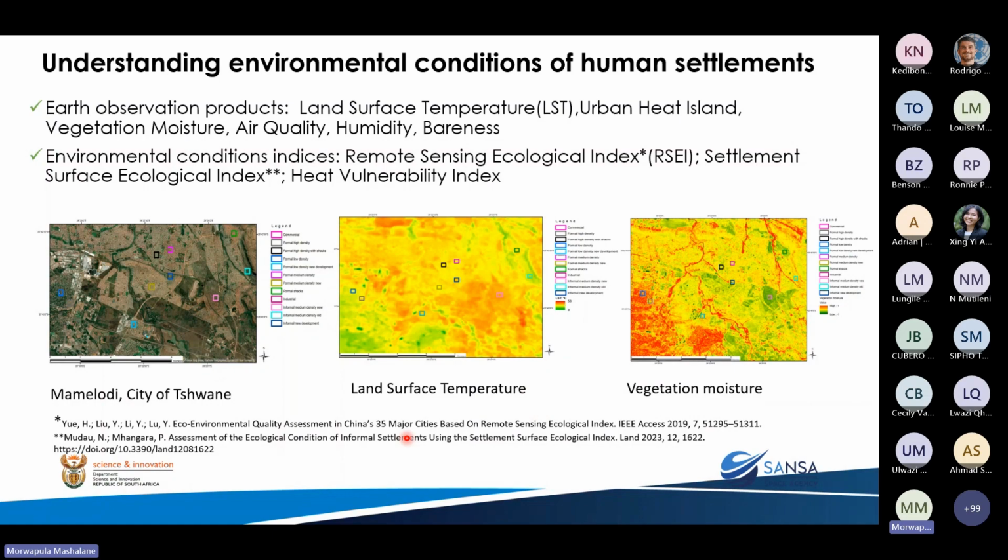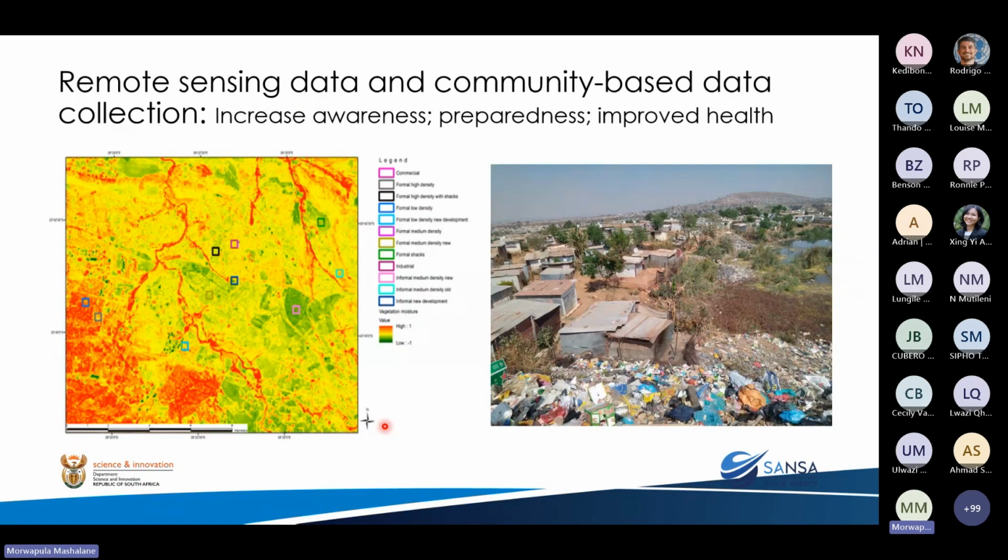So the studies, the ones you can see on the slide, are there for the assessment of ecological conditions of informal settlements and also eco-environmental quality assessments. You can also look at these studies, and there's also the study that I spoke about, conducted by one of our colleagues here at SANSA, Dr. Lerato. I think it was published within Springer as well.